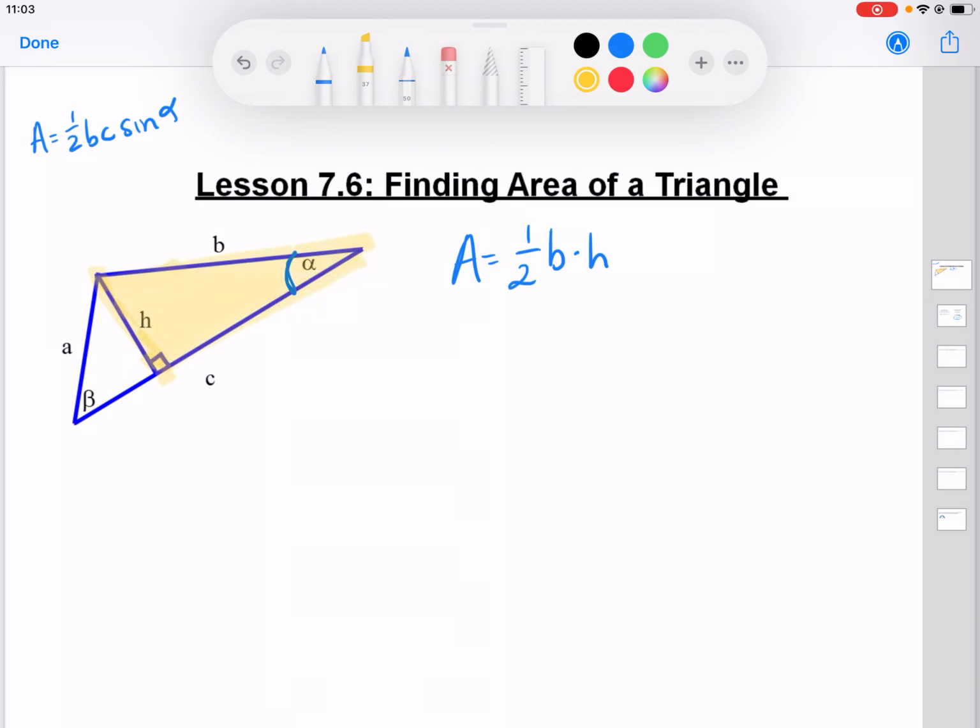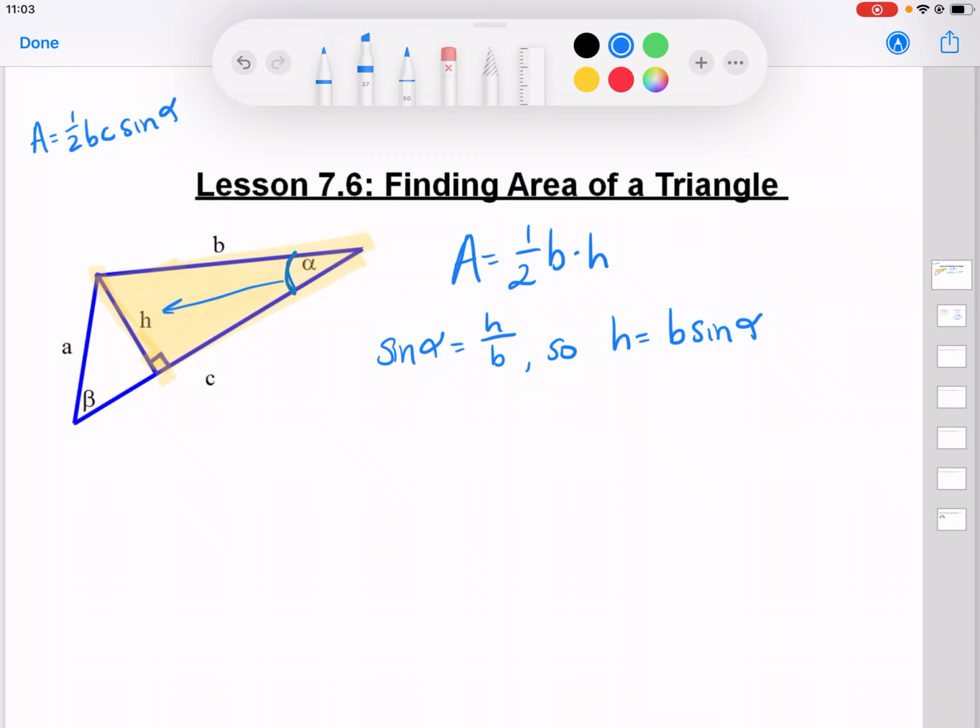Usually we use the height. So the height is the opposite side from alpha. So sine of alpha is equal to our opposite, our h, over our hypotenuse, which is b. And then that will tell us that the height, if I solve, is b times sine of alpha.